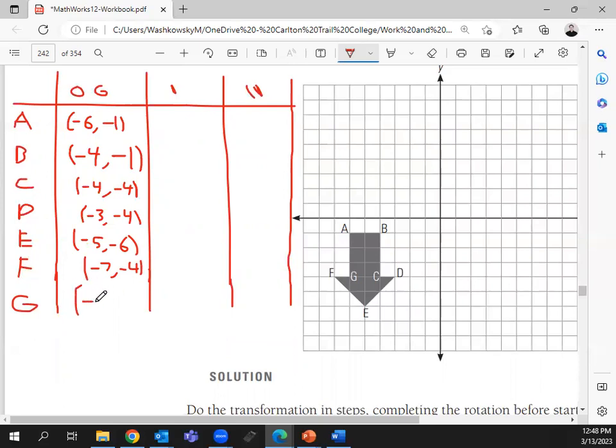And then -6 and 4. -6 and -4. So I'll give you about 30 seconds here just to get those coordinates down. Again, I'm assuming you guys can find those coordinates of this shape. I'll put a red dot here for each of them.